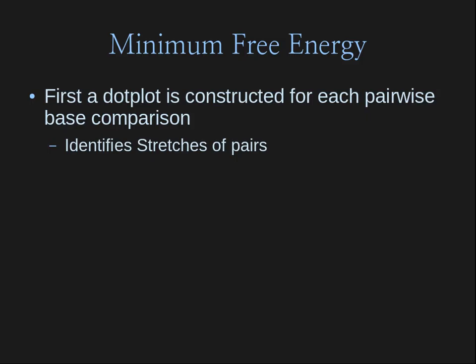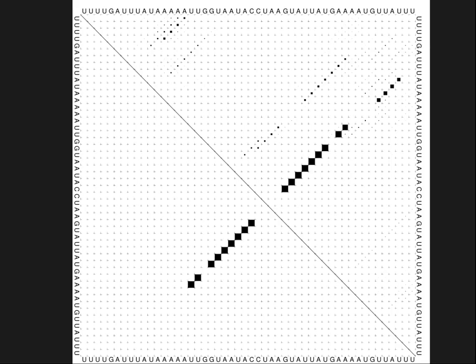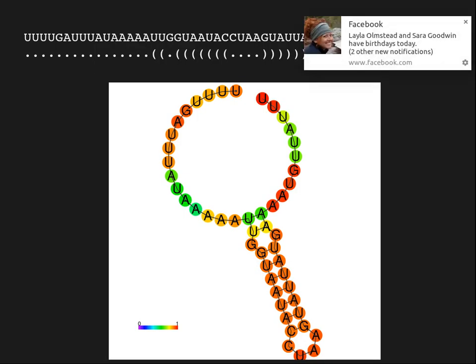This is going to look somewhat like a distance matrix, where we have every single base on one end, every single base on the other end, and we look for pairings between them. And we use this to identify stretches of pairs in these structures. And so that looks a little bit like this. This is hard to read, but essentially this is the exact same thing. This is the dot plot for this thing.